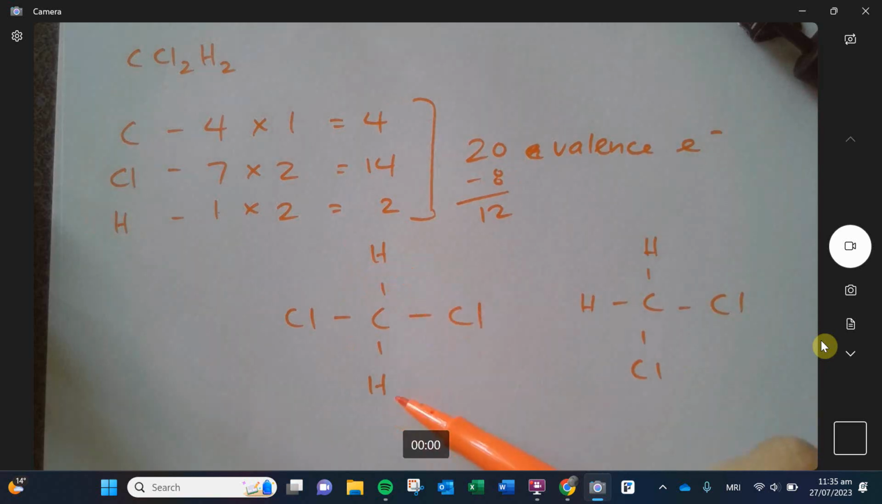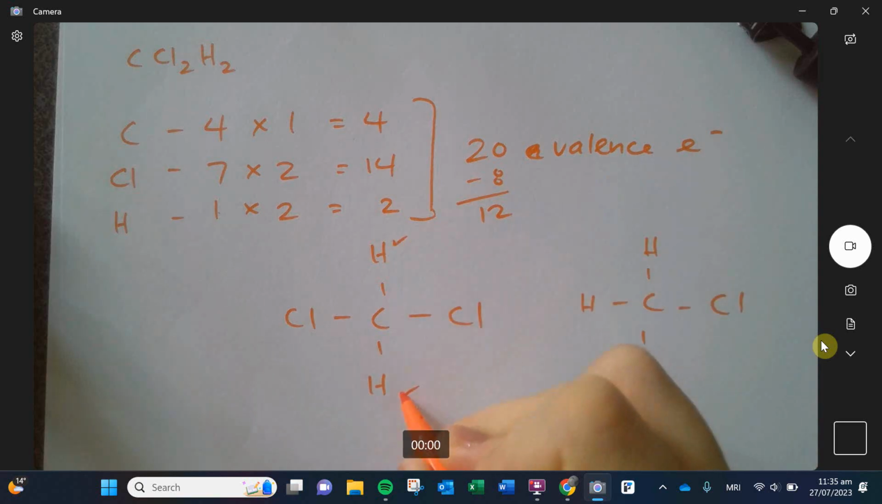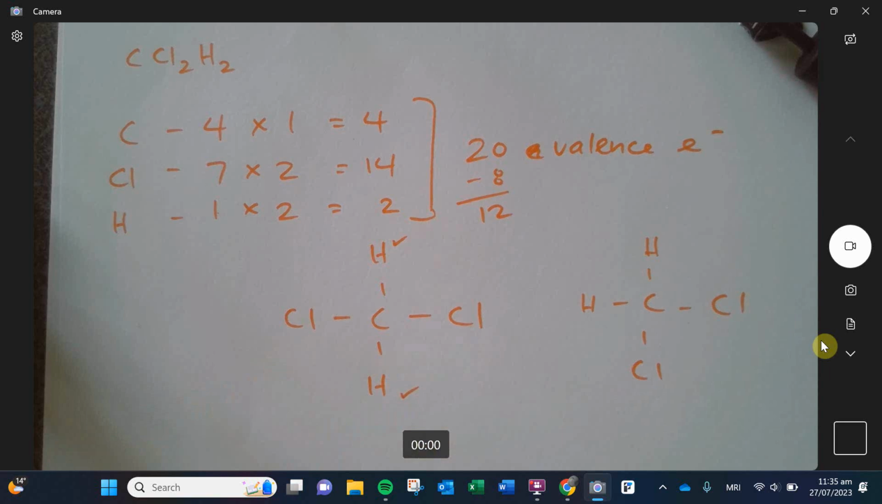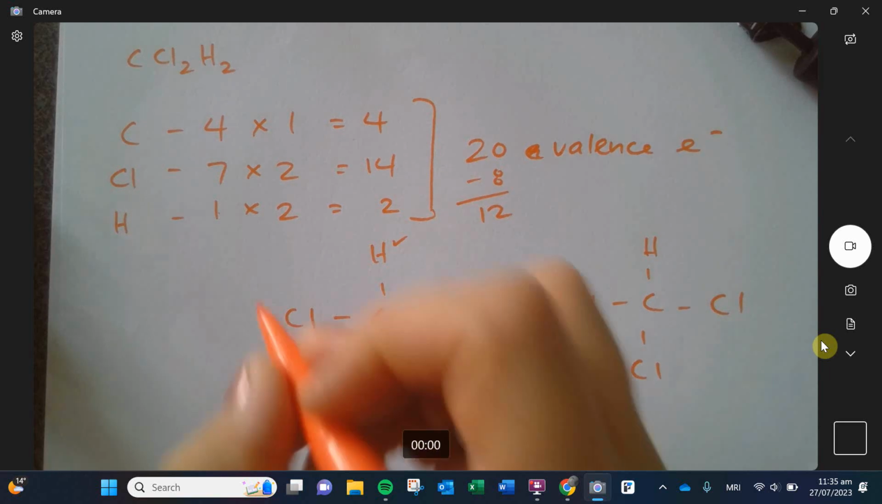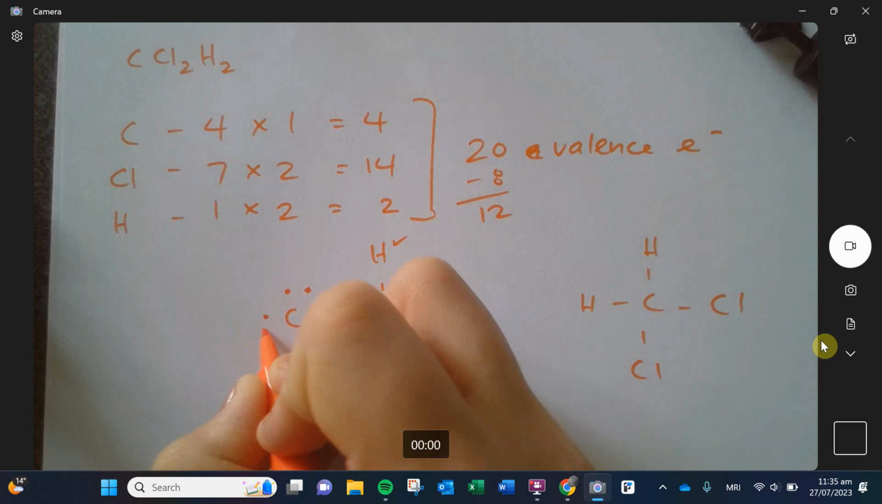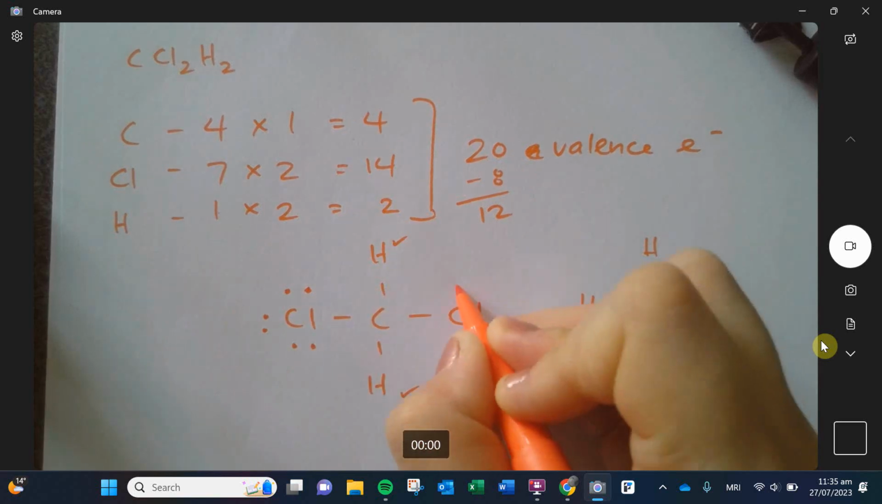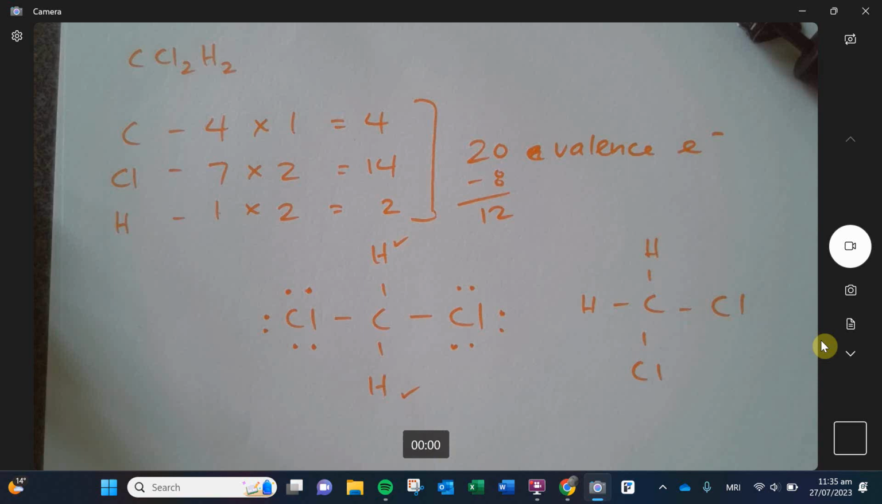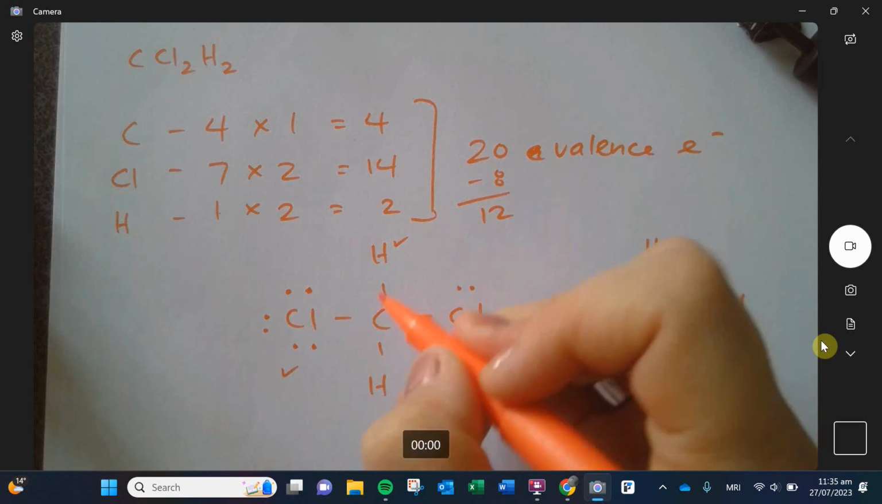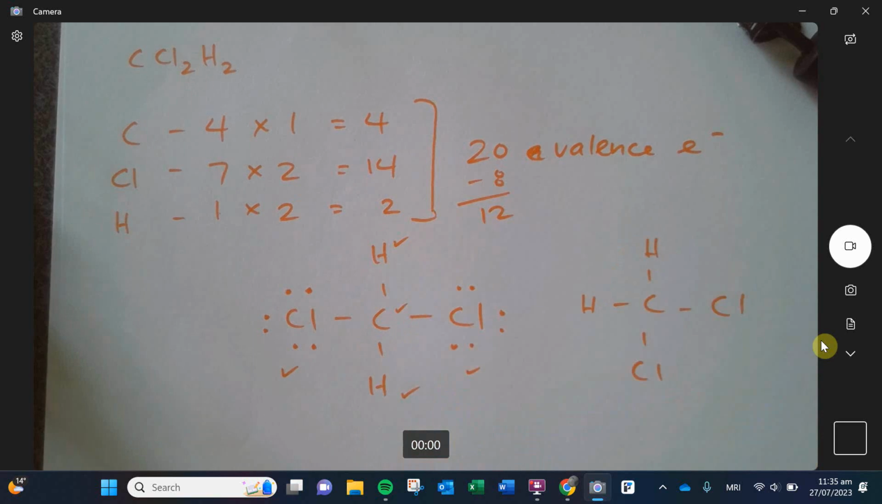The hydrogen in this case don't need any more electrons because they are stable with 2, so I can tick them off. The chlorines, however, only have 2 each, so I need to start putting electrons on them. So 1, 2, 3, 4, 5, 6, 7, 8, 9, 10, 11, 12. I've used up all 12 of my electrons. Chlorine is stable. It has 8. Chlorine is stable over here. It has 8. And then carbon, when I look at it, has 2, 4, 6, 8. It is also stable. So that molecule is now done. I'm going to put the electrons on this guy too.